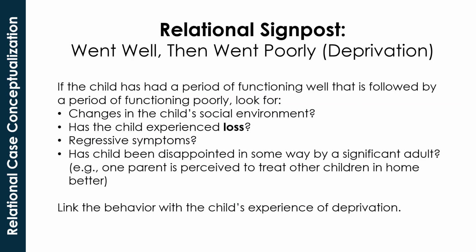So if the child has had a period of functioning well that is followed by a period of functioning poorly, look for changes in the child's social environment. Has the child experienced loss? Are regressive symptoms present? Has the child been disappointed in some significant way by a significant adult? One parent is perceived to treat the other children in a home better than the other ones, and there's this perceived deprivation.